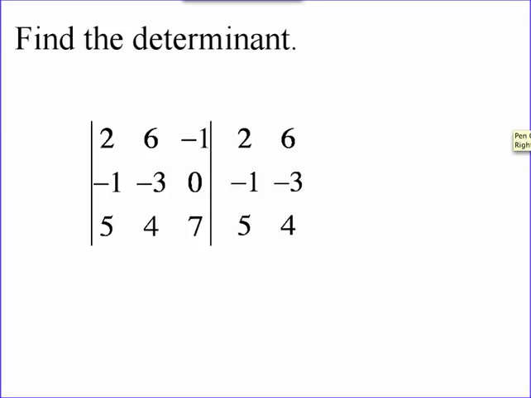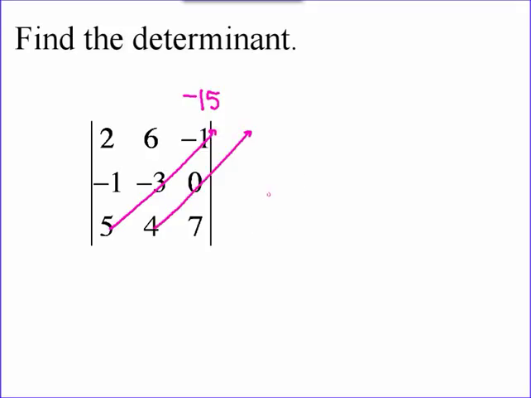Now this is what I do when I do this. I'm going to go this way, and so I'm going to go up. When I go up, I get 5 times negative 3 times negative 1, which is 15. But since it's one of the pink diagonals, I'm going to make it the opposite, so it's actually negative 15. Now I'm going to go along this line. I've got 4 times 0 times 2, which is 0. You're going to like the ones with 0.